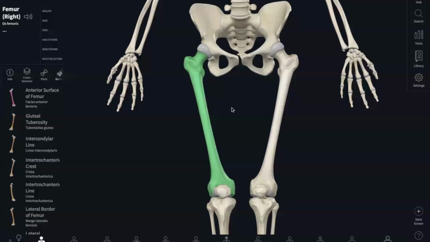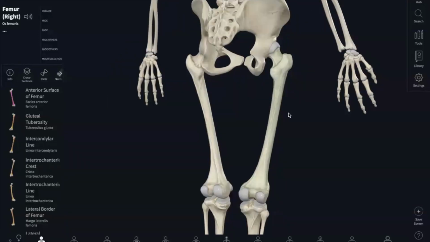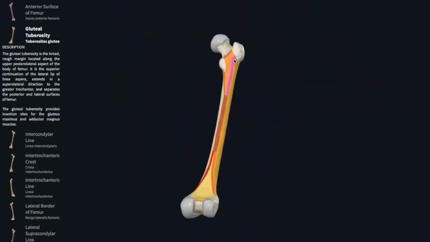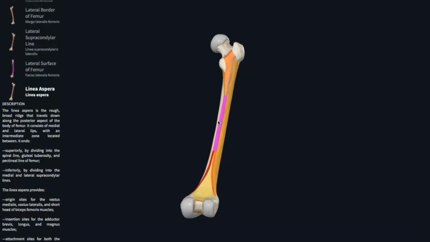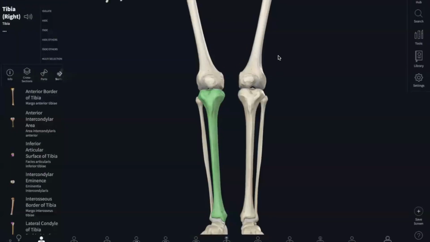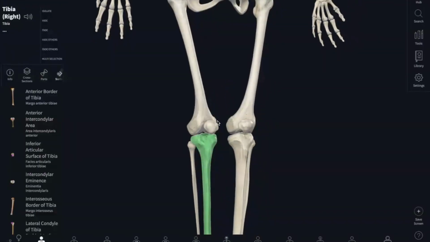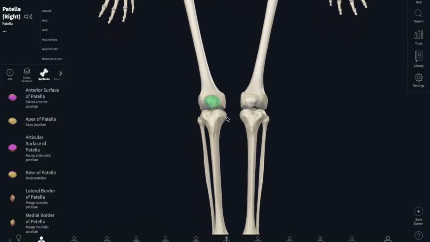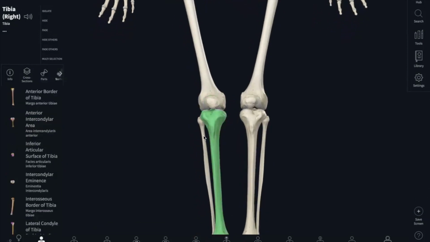And finally, the last 2 bone markings on the femur are on the posterior side. So if we move our model here, we can see that the gluteal tuberosity, highlighted in pink, is kind of this ridge near the top of your femur. And as it goes down, it actually turns into your linea aspera. Now, as we move down from the femur, we have the patella, which is your kneecap, and you have your tibia, which is the thicker bone, and the fibula.